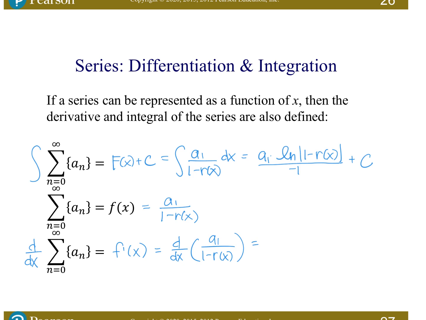And since a sub 1 is a constant, it's going to be a sub 1 times 1 minus r of x to the negative a sub 1. That's the derivative. Pull the power down to the front, decrease the power, and then remember the chain rule, which is going to tack a -1 on the end. Okay, so this is what you're allowed to do to series.